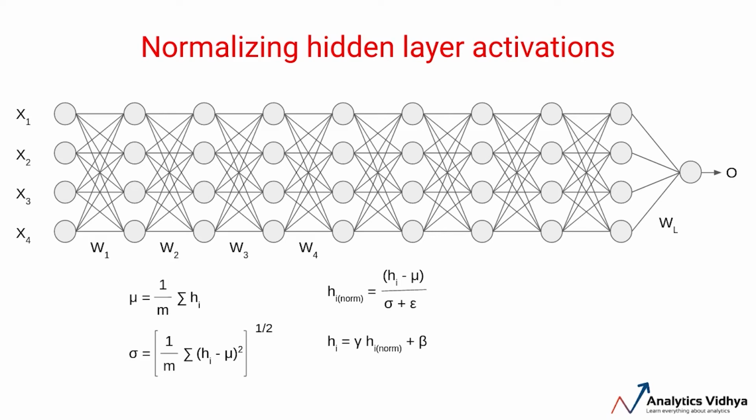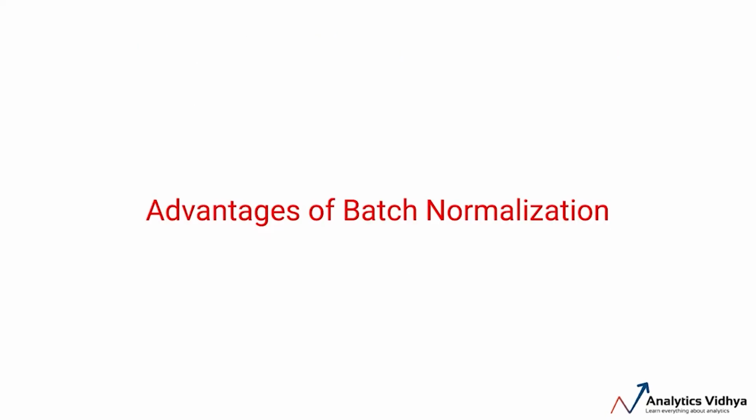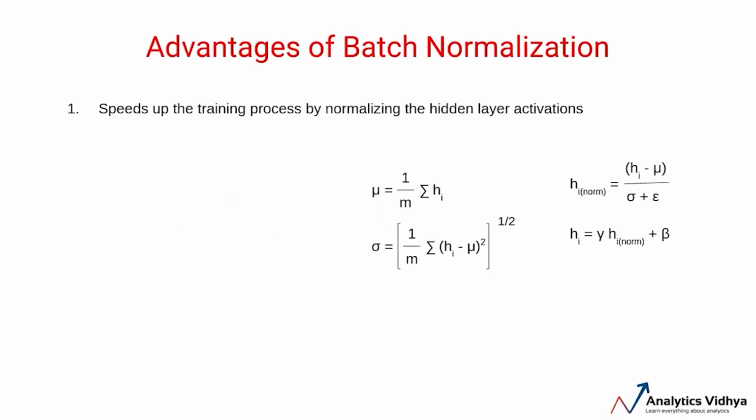Let us now look at the steps that we will follow to use batch normalization in order to build our neural network. In this video, we'll see some advantages of using batch normalization. The first advantage, which we have already seen in the last notebook, is that the training process speeds up when we use batch normalization.